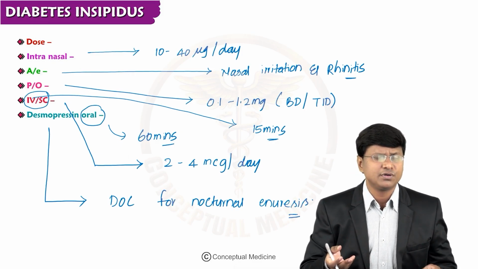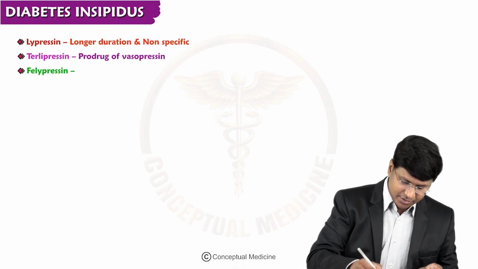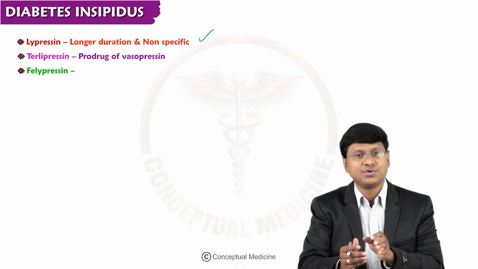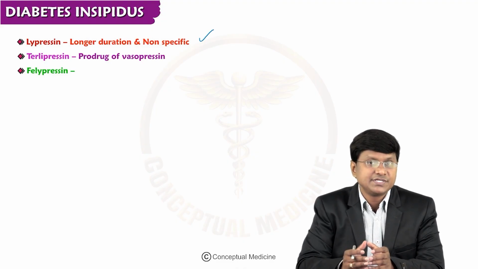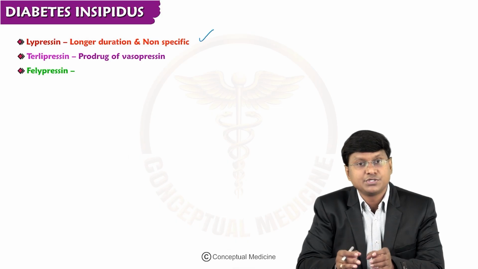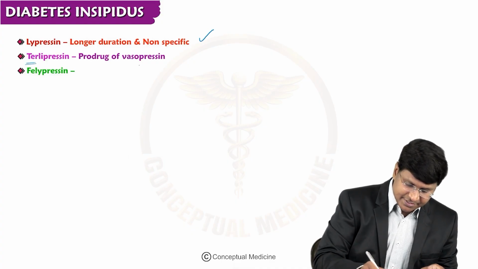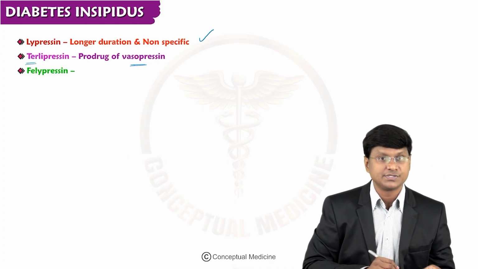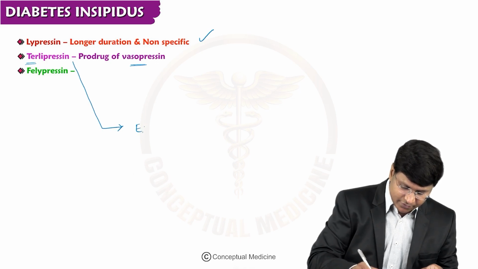And we have a few more vasopressin analogs. The other vasopressin analog is lypressin, but we don't use this in the treatment of central diabetes insipidus. Lypressin has a longer duration of action and non-specific action. And terlipressin is a prodrug of vasopressin, which we use mainly in the treatment of esophageal varices.